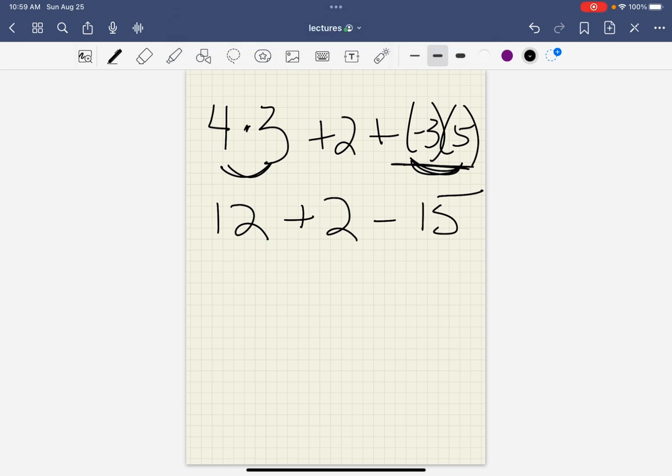Okay, now all we have left is addition and subtraction, so we do that from left to right. 12 plus 2 is 14. And then 14 minus 15 is negative 1. All right.